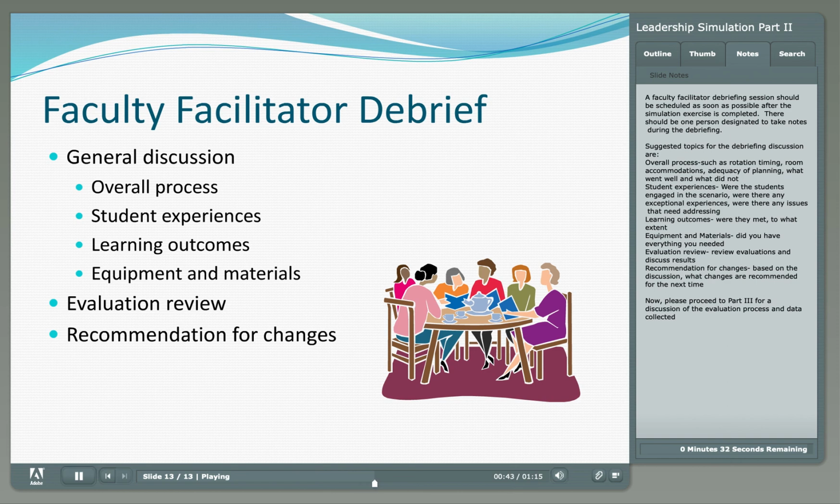Learning outcomes: were they met and to what extent? Equipment and materials: did you have everything you needed? Evaluation review: take a moment to review the evaluations and discuss the results. Recommendation for changes: based on the discussion, what changes are recommended for the next time? Now, please proceed to Part 3 for a discussion of the evaluation process and data collection.